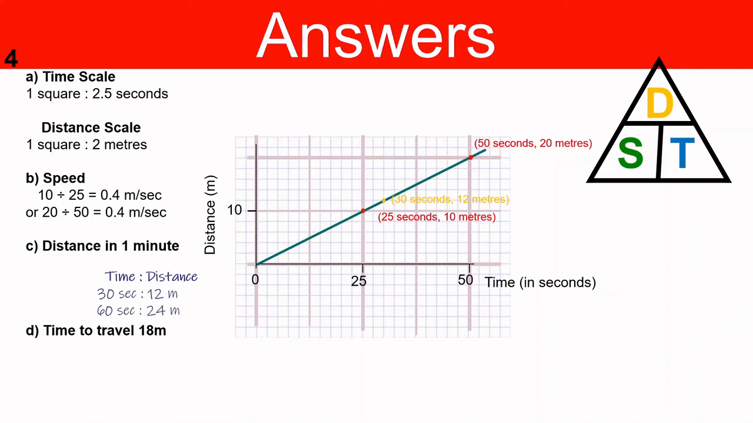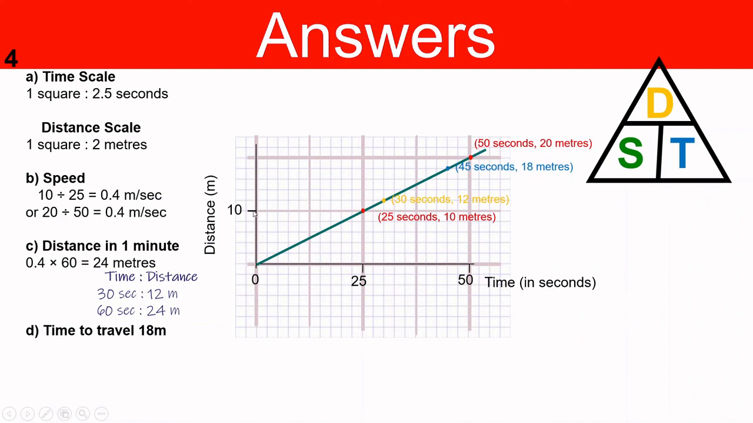I can also calculate that by the speed distance time calculation. My speed is 0.4. My time is 60 seconds. So 0.4 times 60 is 24 meters. The time it would take to travel 18 meters is on my graph. It's right here. It would be 45 seconds according to this graph.